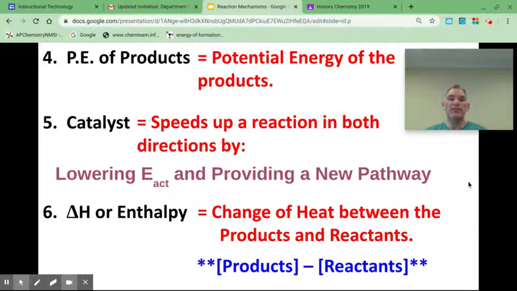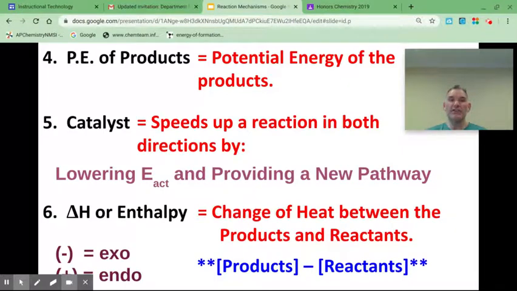So when we're doing this calculation, this is where those numbers that we used make sense. If delta H is negative, when we're done, it's going to be exothermic. And if delta H is positive, it's going to be endothermic.